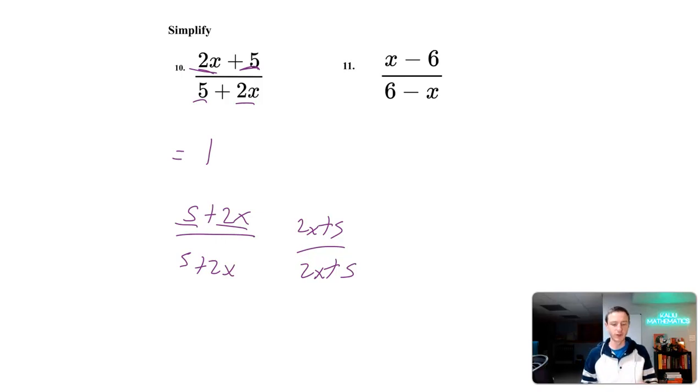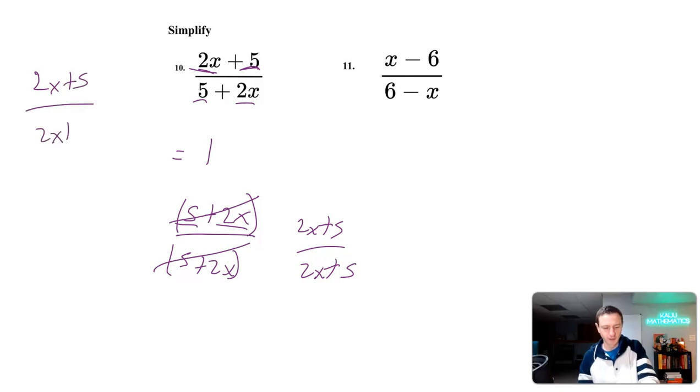I could rearrange the terms, and at the end of the day, that's going to simplify down to 1 because I have a 5 plus 2x divided by 5 plus 2x. That's just 1. Now, I'm not doing 2x plus 5 over 2x plus 5 and then saying, well, I have a 2x and a 2x, I have a 5 and a 5. That's not accurate to say. I'm looking at it as 2x plus 5 divided by 2x plus 5. That is 1, the same way as if you had 3 divided by 3. 3 divided by 3 is 1.